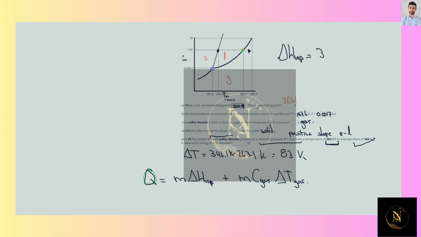The values provided here are that the delta H of vaporization is equal to 389 joules per gram, and the specific heat for the gas phase is equal to 0.623 joules per gram Kelvin. So the heat required for this process is going to be 27.1 grams times delta H of vaporization, which was 389 joules per gram, plus the mass, 27.1 grams, times the heat capacity of the gas, 0.623 joule per gram Kelvin, times the delta T for the gas, which is 83 Kelvin.